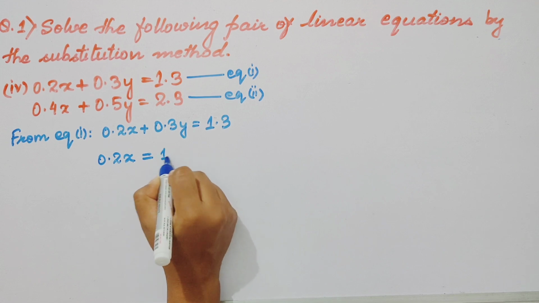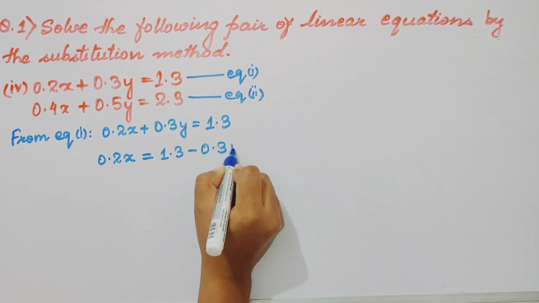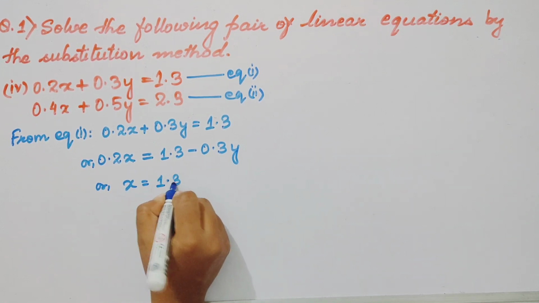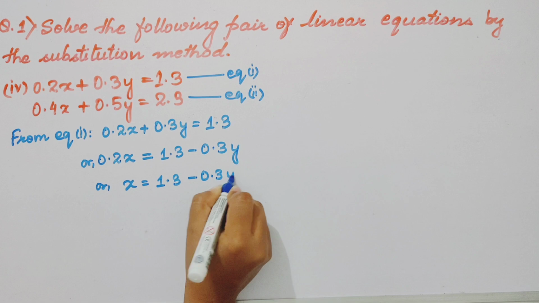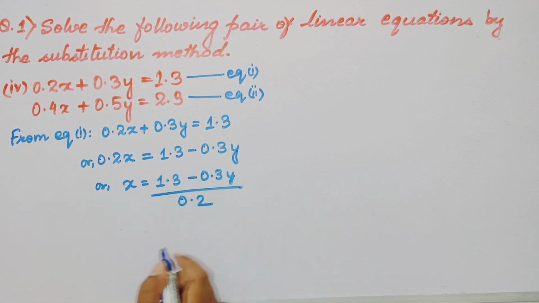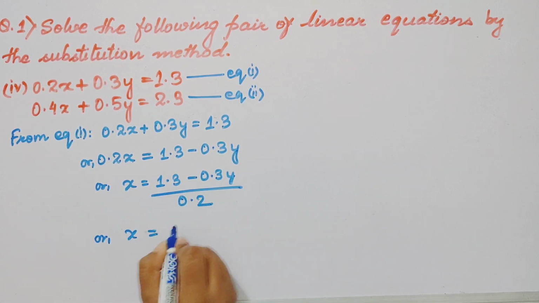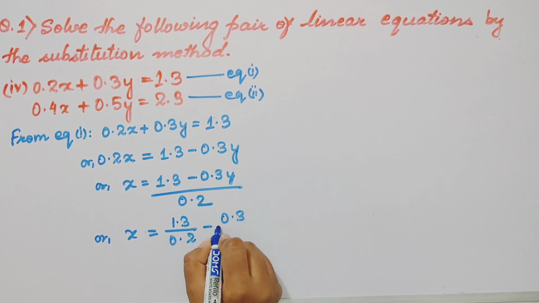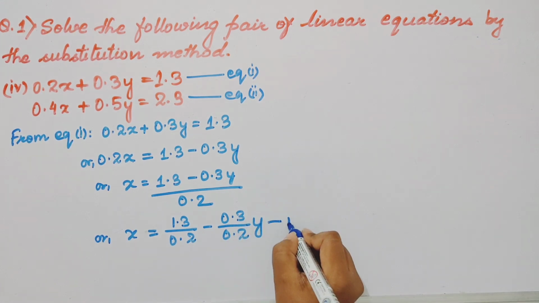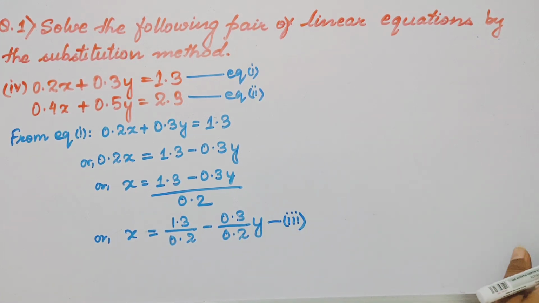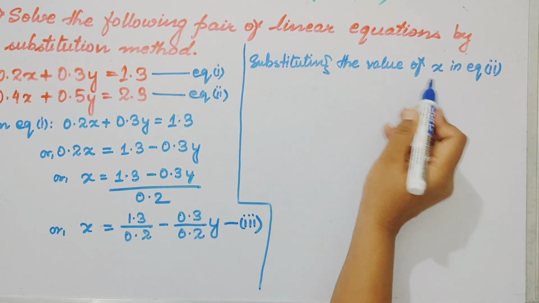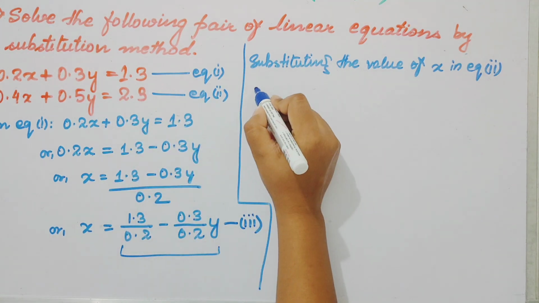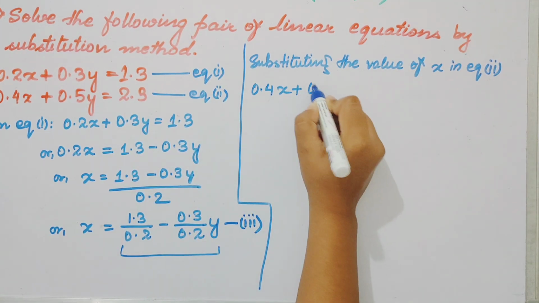0.2x equals 1.3 minus 0.3y, or x equals (1.3 minus 0.3y) divided by 0.2, or x equals 1.3 divided by 0.2 minus 0.3 divided by 0.2 y. So let us mark this as equation 3. Moving forward, now let us substitute the value of x that we have calculated in equation 2. So let us write equation 2 first.